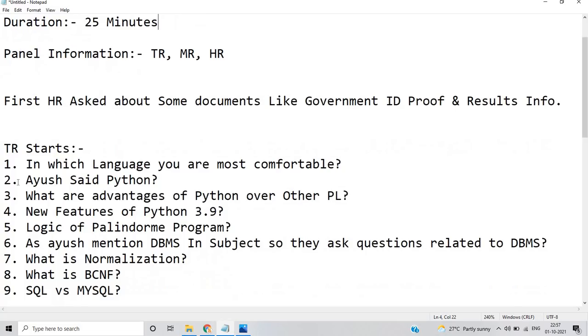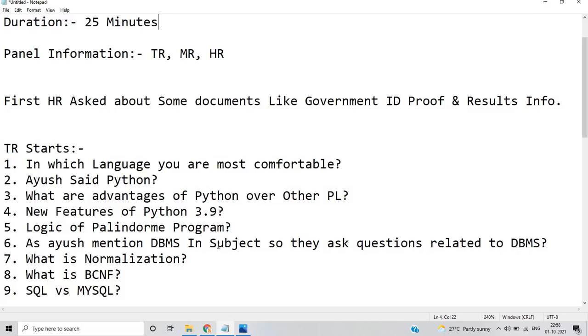After that TR starts. In the TR round they mainly focus on programming languages, because this is a core branch interview. They mainly focus on programming languages and some technologies. They ask in which language you are most comfortable. I also saw Ayush's resume, where he mentioned languages like C++, Python and Java. Ayush said Python. What are the advantages of Python over other programming languages? These types of questions are generally asked in the interview.